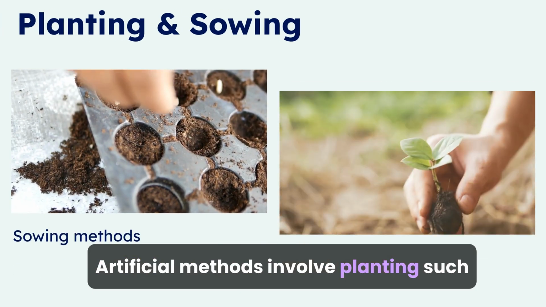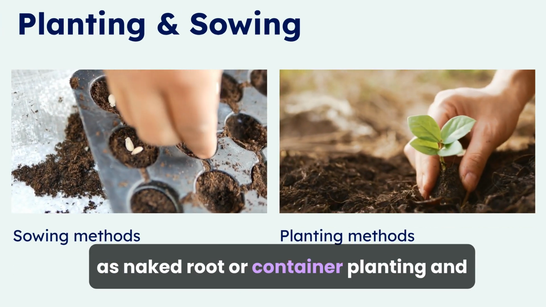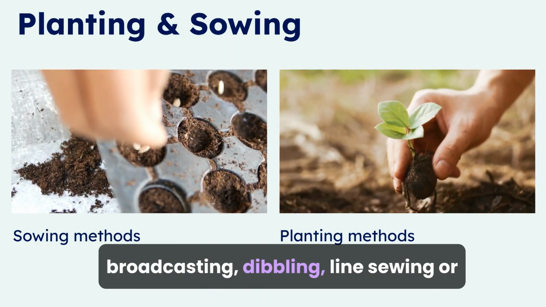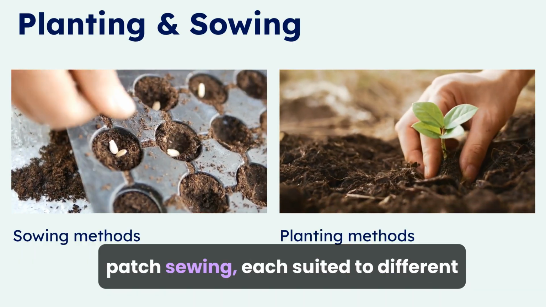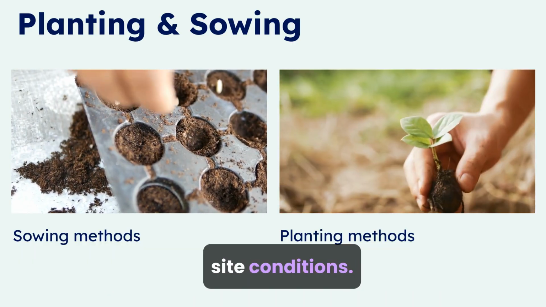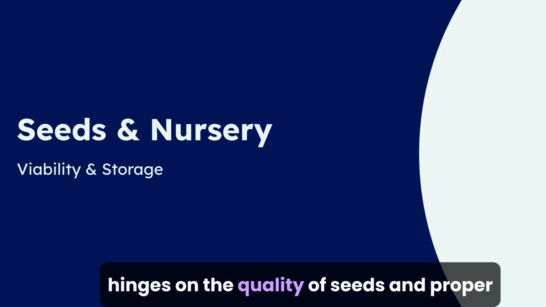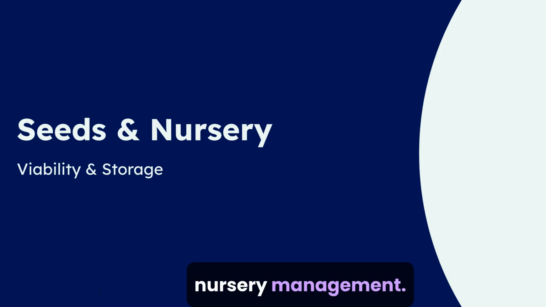Artificial methods involve planting, such as naked root or container planting, and various sowing techniques like broadcasting, dibbling, line sowing, or patch sowing, each suited to different site conditions. The success of artificial regeneration hinges on the quality of seeds and proper nursery management.